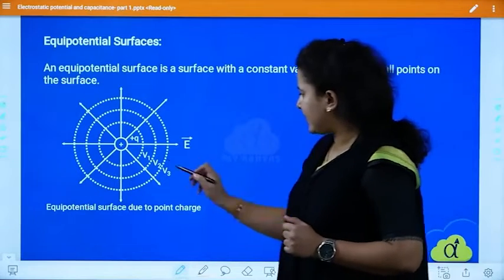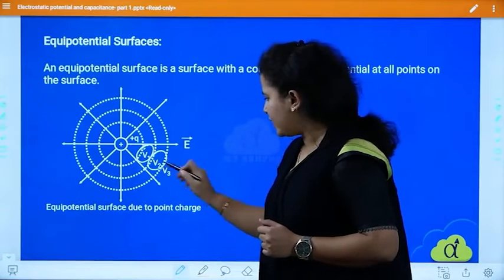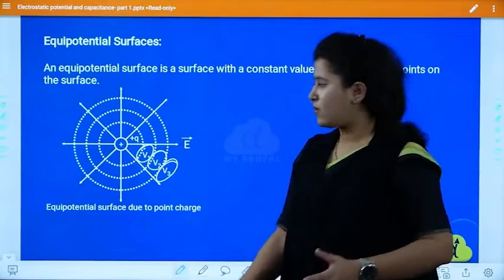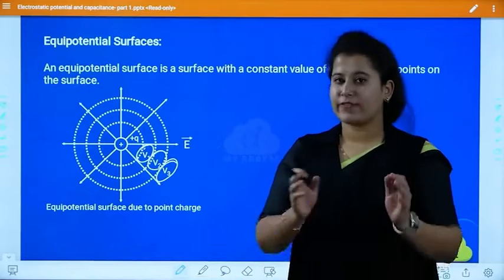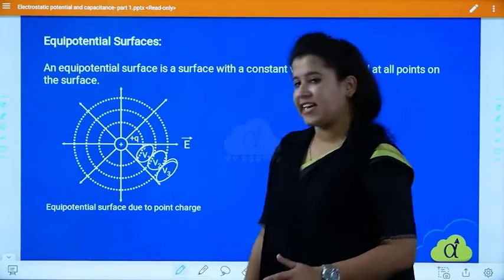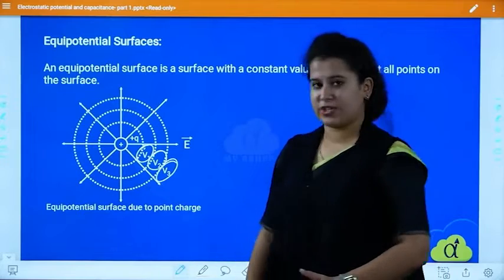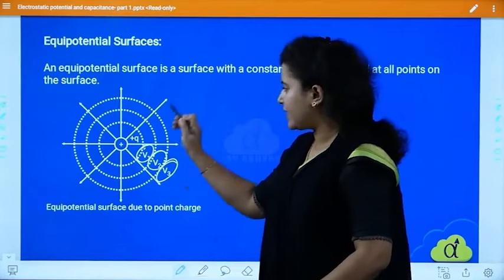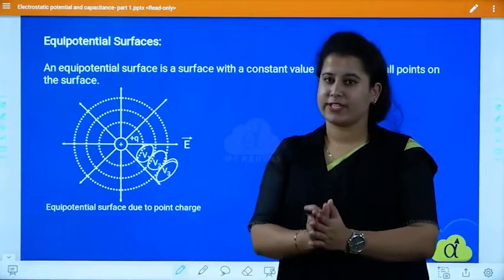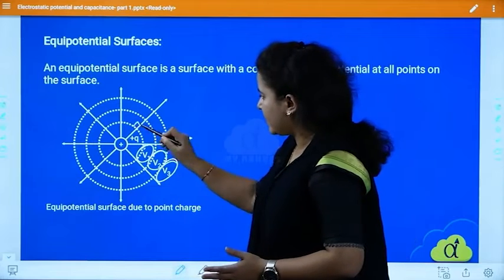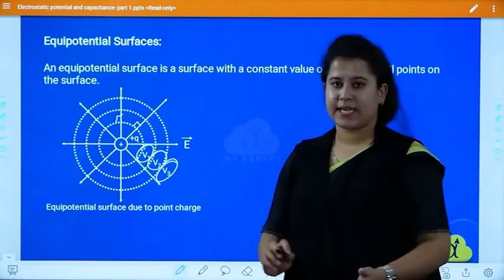So here you can see we have V1, V2 and V3. V1 is the potential of the first shell, V2 is of the second shell and V3 is of the third shell. You can see the electric field is exactly perpendicular to those concentric circles. It is making 90 degrees, right? In all the cases, it is making 90 degrees.